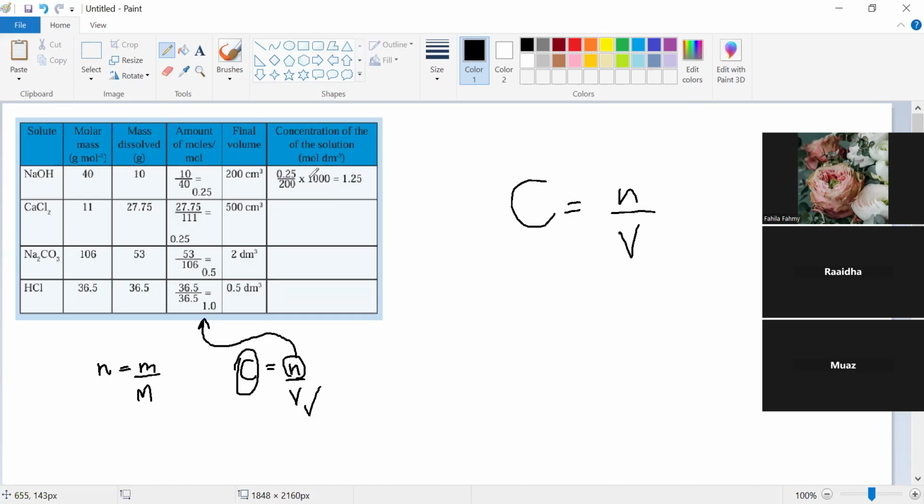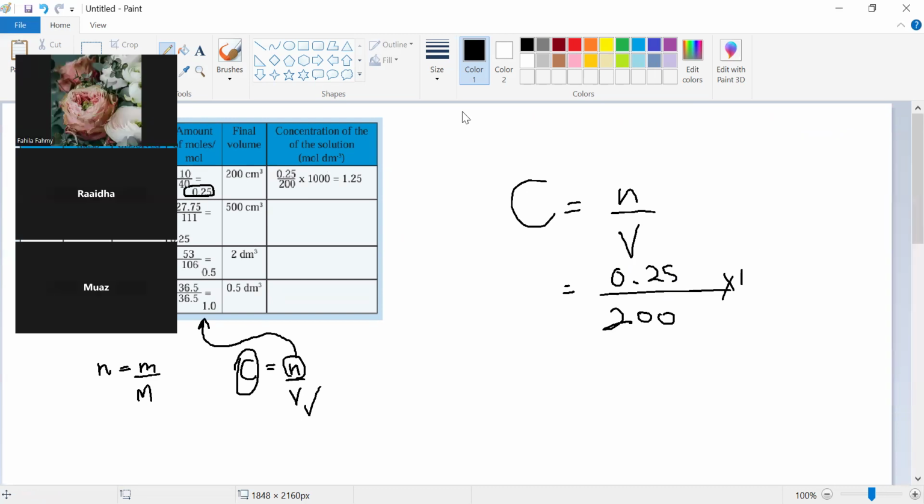Now if I want to divide to get the concentration, here see, the number of moles is already found out, 0.25 divided by, what is the volume, 200. This should be the sum, no? What is this 1000, Raida? What is this 1000, Puta?